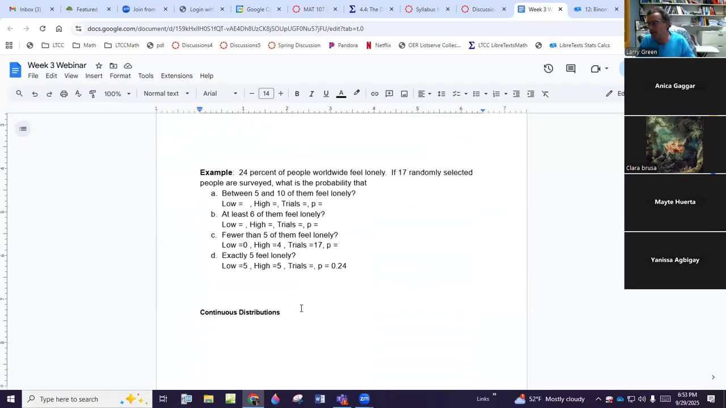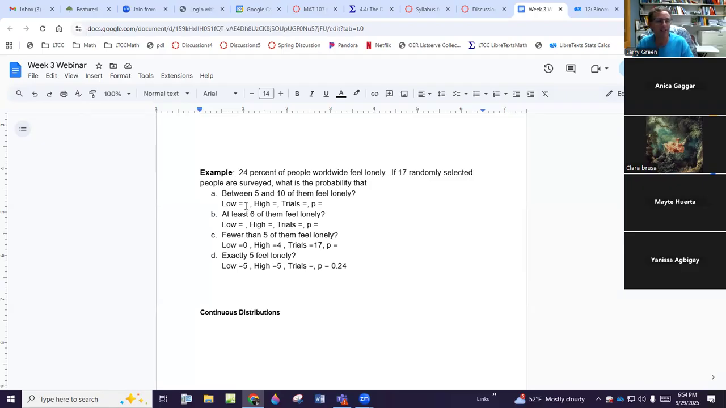All right, here comes another example. There was a survey that was taken not too long ago, and they found 24% of people worldwide feel lonely. Okay, hopefully you don't feel too lonely, but you might. You get a 24% chance of feeling lonely. Okay, if 17 randomly selected people are surveyed, what is the probability? Now we're going to look at a bunch of things. Between 5 and 10 of them feel lonely.